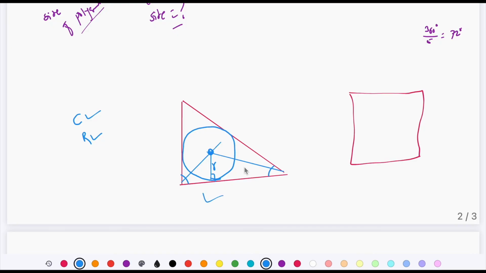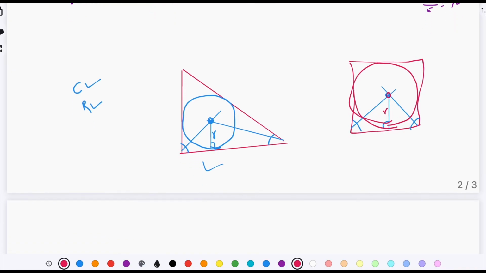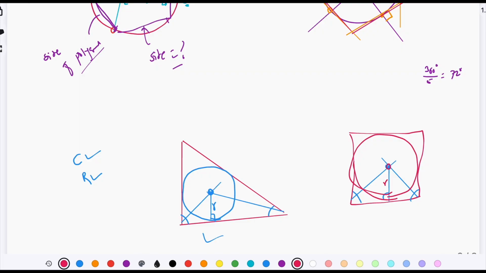So this is for a triangle. You can do the same thing for the square also. Draw the angle bisectors, find the intersection point, draw a perpendicular to one of the sides, and this is the radius, this is the center, and draw the circle. Okay, so when you draw it with a compass, you will get a perfect circle. So this way you can construct or draw a circle inside any polygon.